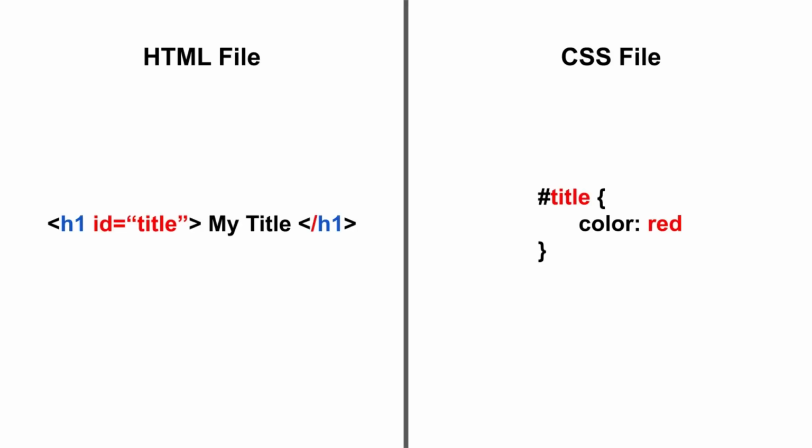I have a simple code. In our HTML file, we have an h1 heading element with a unique ID of title. And in our CSS file, we have selected our element by its unique ID. After selecting our element, we are changing our color to red.